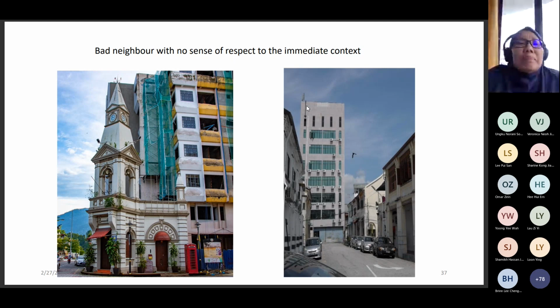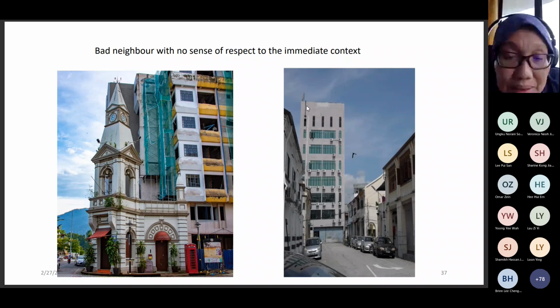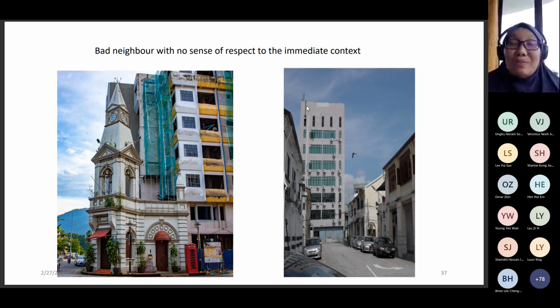Another problem we have is bad neighbors. What do bad neighbors do to our life? Just imagine if you have a bad neighbor. I think I have one bad neighbor at the moment who always complains that I make noise, whereas I don't think I'm making unusual noise. But if you have a bad neighbor, your life will be very miserable. The whole of your life will be miserable because of the presence of the bad neighbor.